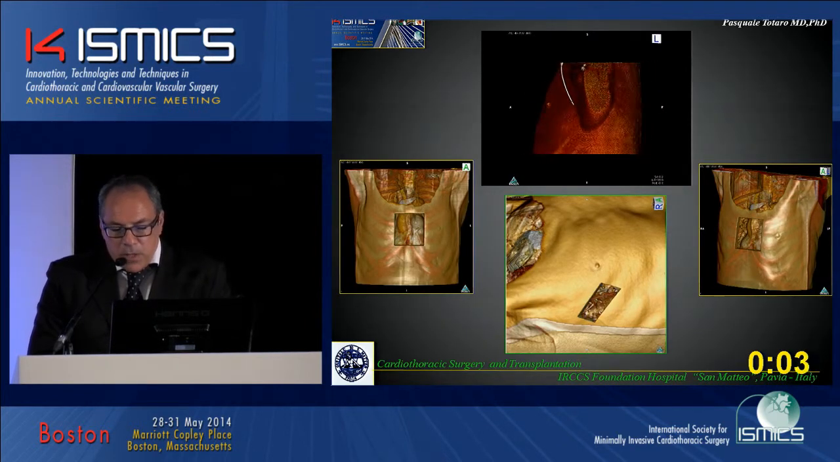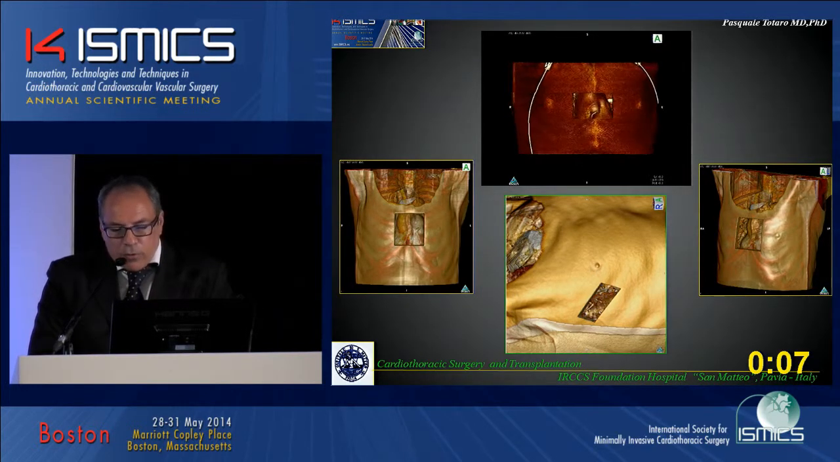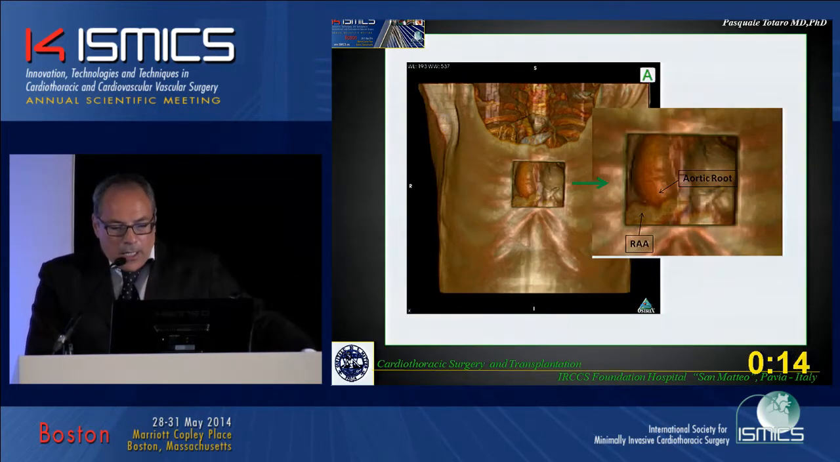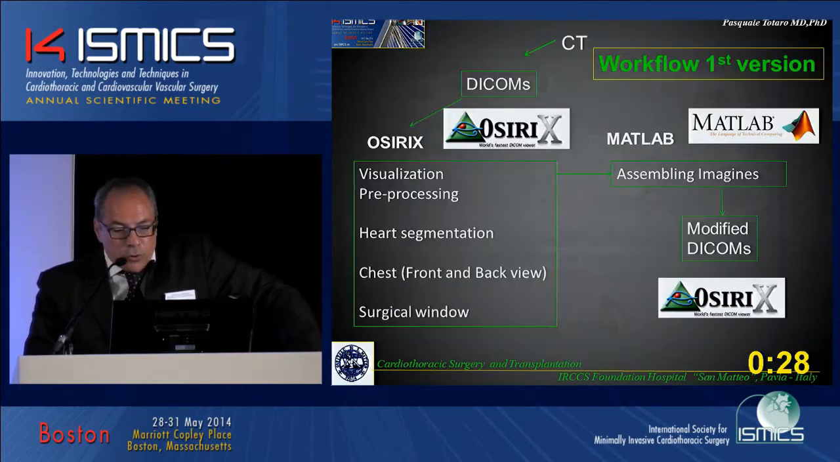And you have here an image. We started with reconstruction for mini sternotomy, but as you can see, we are getting also to the mini thoracotomy. This is the magnification of the imaging. You can evidence on your simulation if all the surgical spots you need can be easily accessible from the approach you chose. This was the first version of our workflow.